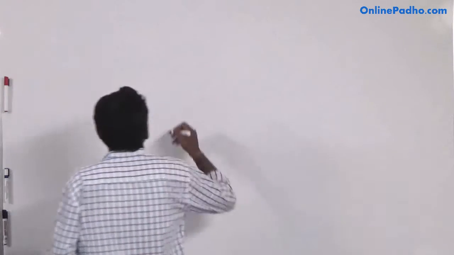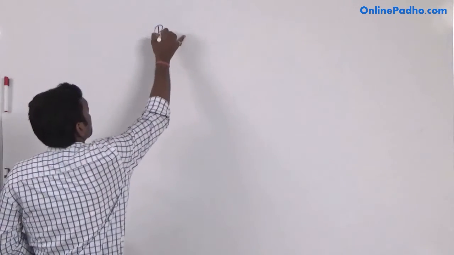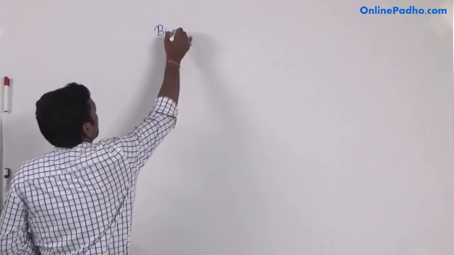So in the last classes we discussed relations and functions. Now the next topic of relations and functions is binary operations. Binary operations.